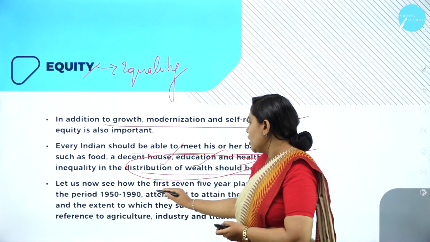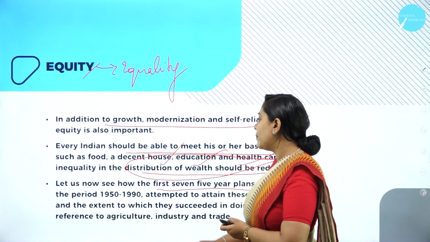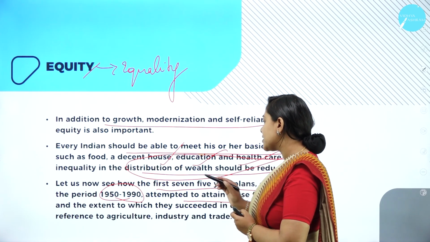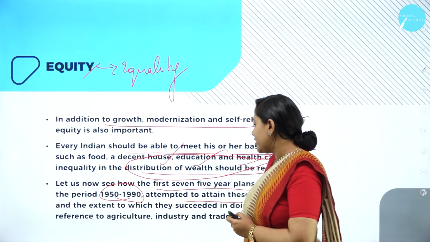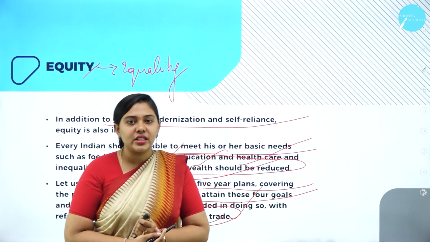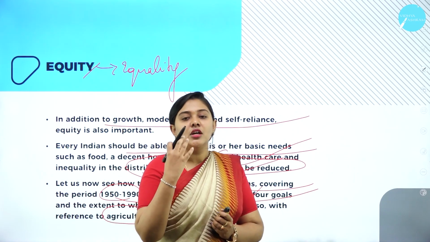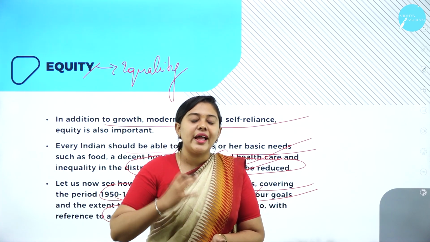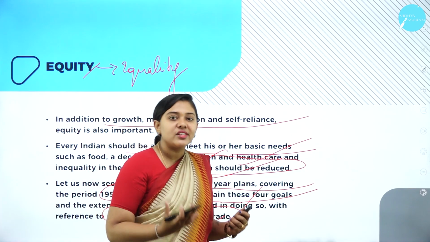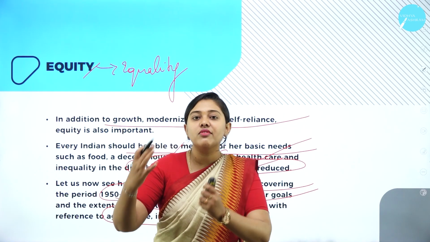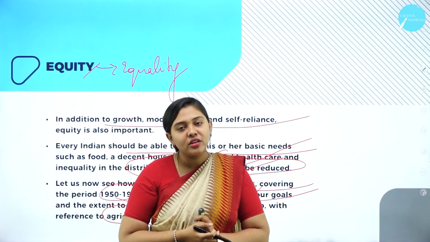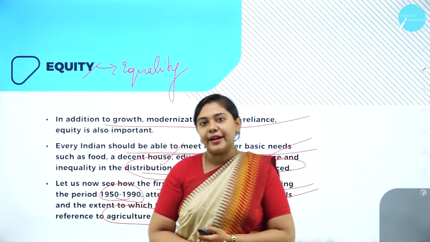So let us now see how the first 7-year plans covering the period 1950 to 1990 attempted these 4 goals and the extent to which they succeeded, with reference to agriculture, industry and trade. With reference to agriculture, industry and trade, how were these goals implemented by the 5-year plans and how did they bring development? As we discussed, we want growth, modernization, self-reliance and equality. Whether these objectives were achieved will be discussed in the next slide.